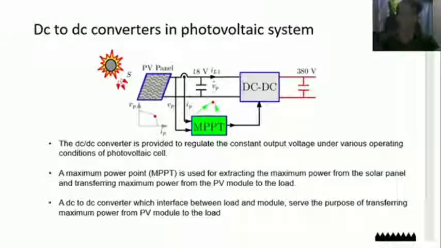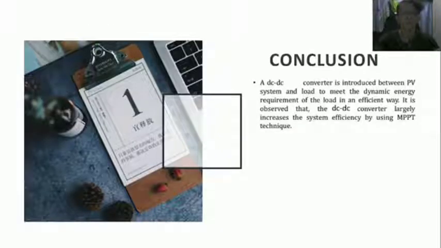Okay, next for the conclusion, a DC to DC converter is introduced between the PV system and load to meet the dynamic energy requirement of the load in an efficient way. It is observed that the DC to DC converter largely increases the system efficiency by using the MPPT technique.